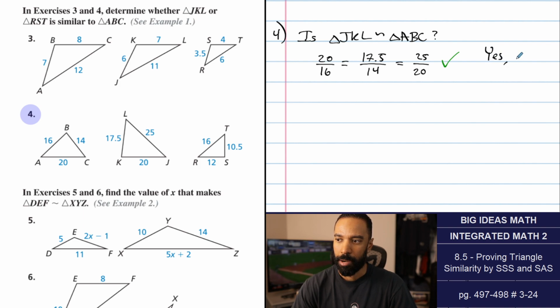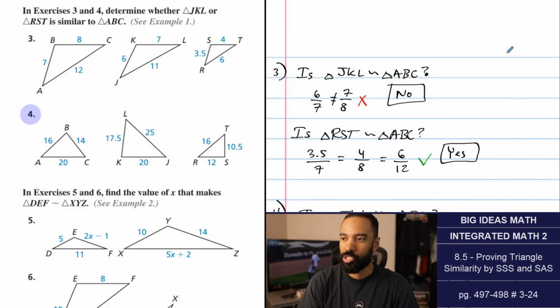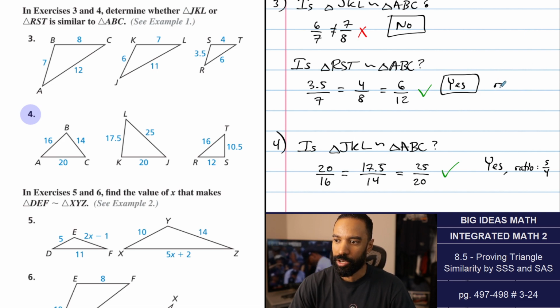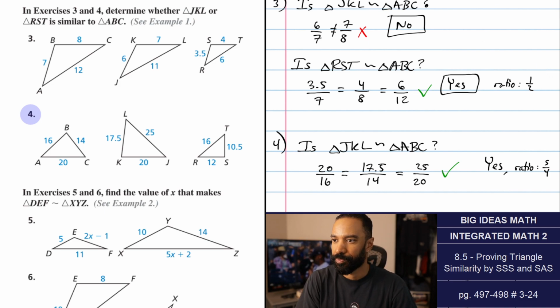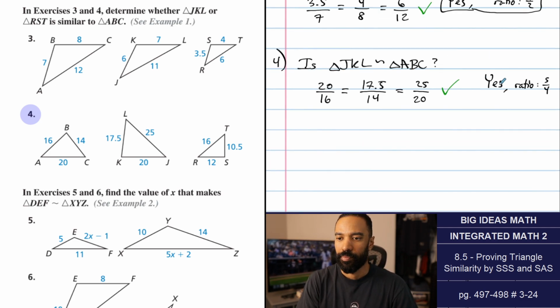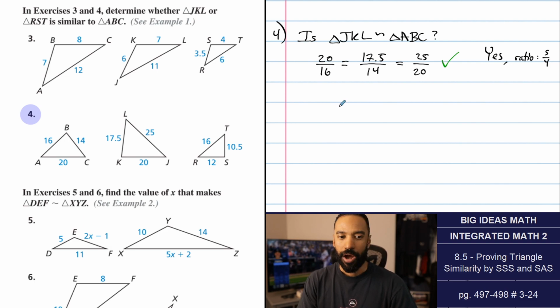Yes. And I probably should have done this before. Ratio is 5/4. Let me write that on this one right here. Ratio was 1 to 2 on that guy. So cool. Now that's kind of part A. We still need to figure out triangle RST. It's likely to be a no, but you never know.